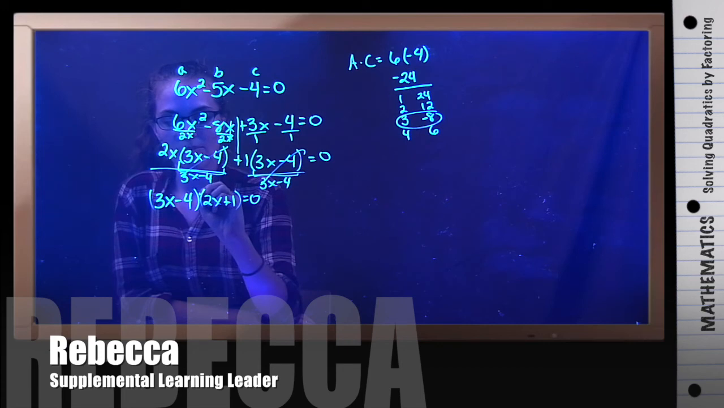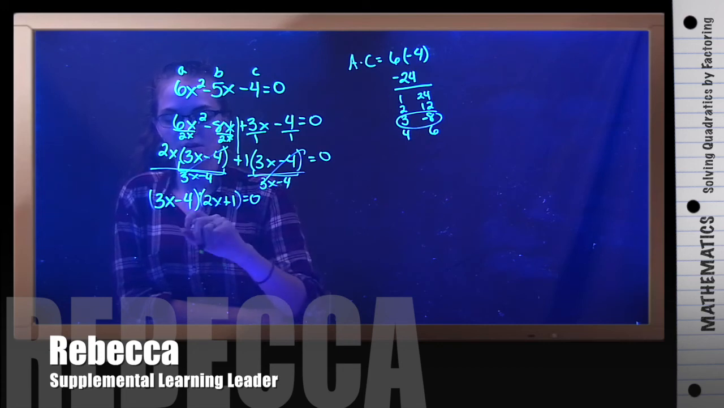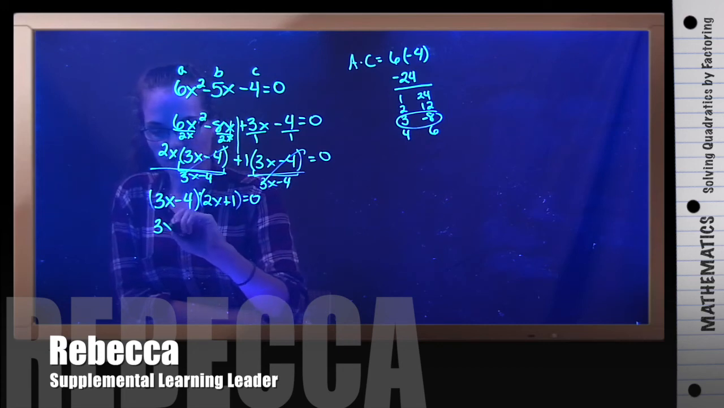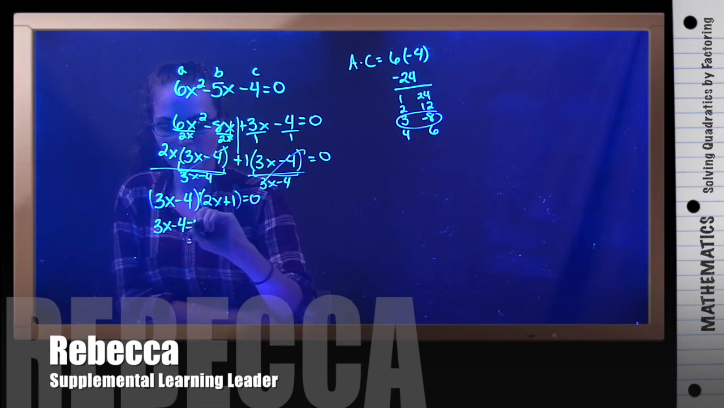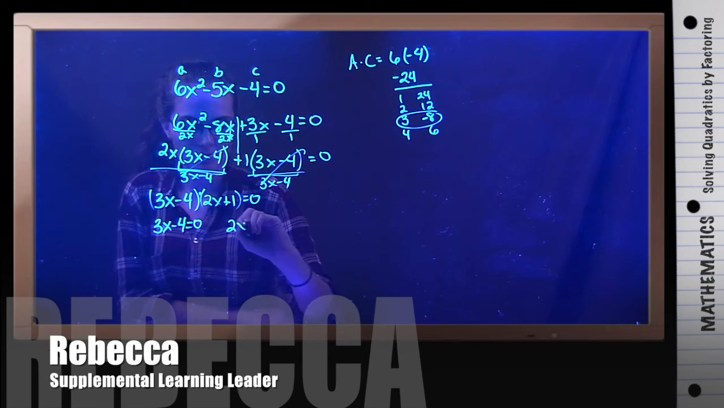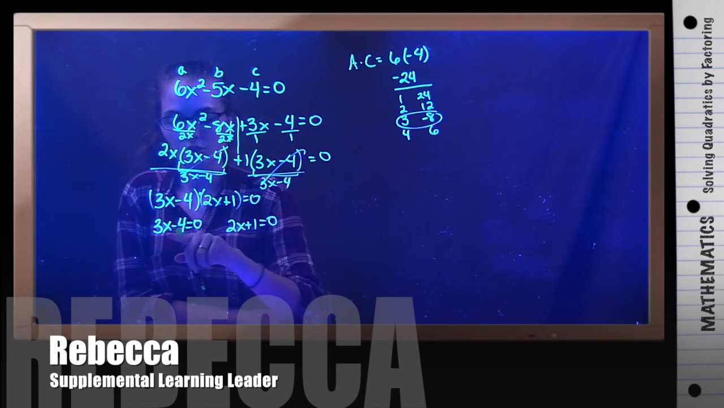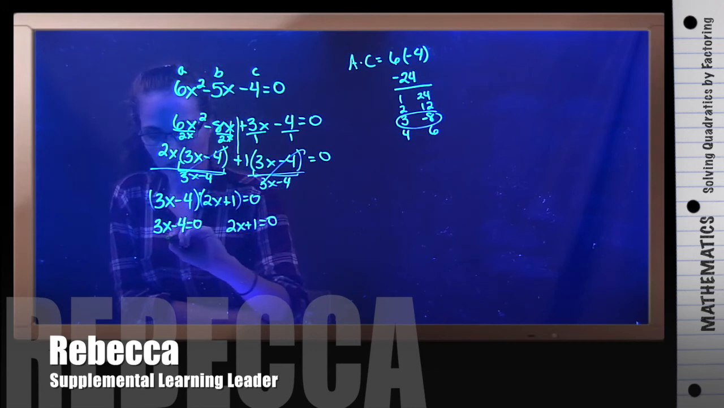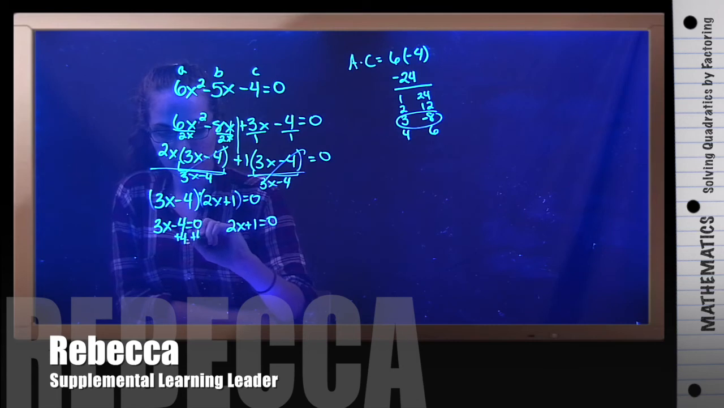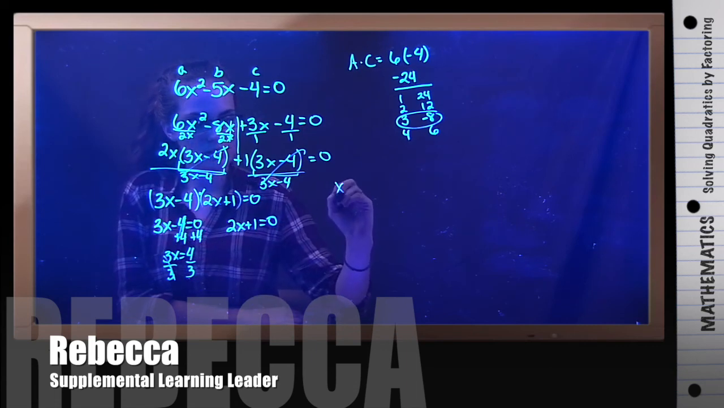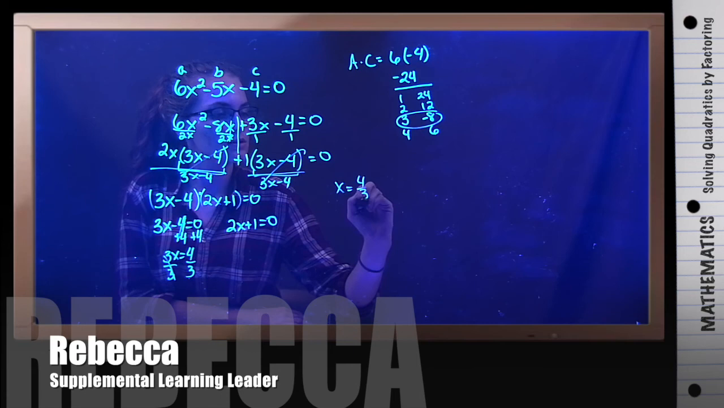Now we have to remember that these are being multiplied together, and so we can set both of the factors equal to 0 so that we can solve for x, and we're going to have 2 answers. So here we need to add 4 to both sides. So we have 3x equals 4, and then we divide by 3. So one of our answers is x equals 4/3.